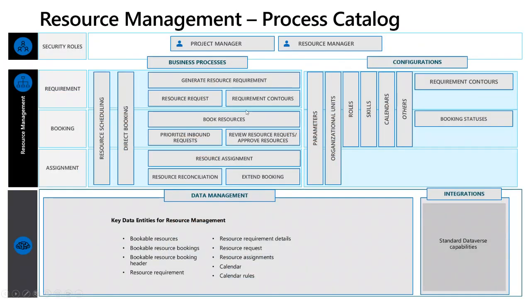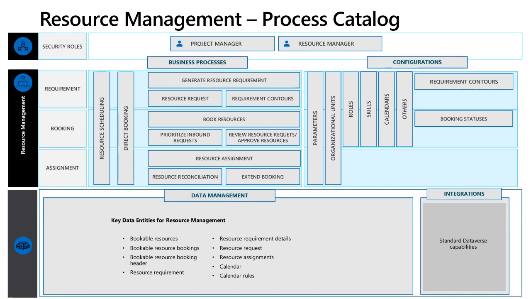Zooming in a bit on resource management, and specifically on the process catalog, we can firstly identify two main actors, the project manager and the resource manager, working together to achieve a requirement, booking, and/or assignment. They go through different processes such as generating resource requirements, shaping requirement contours, managing bookings, and so on.